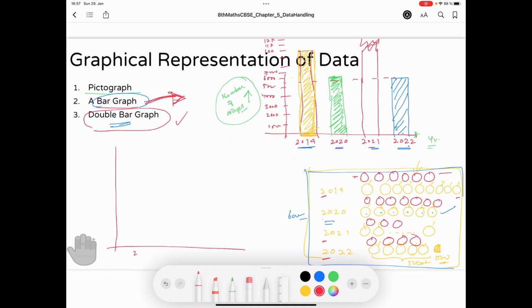Okay, so the categories are going to remain the same: 2019, 2020, 2021, 2022. But in each category, we are going to have data for oranges and apples. So again we are putting these points here. This is essentially 1K, 2K, 3K means 3,000, 4K means 4,000, 5K means 5,000, 6K, 7K, 8K, 9K, 10K, 11K, 12K, 13K, 14K, 15K, 16K.